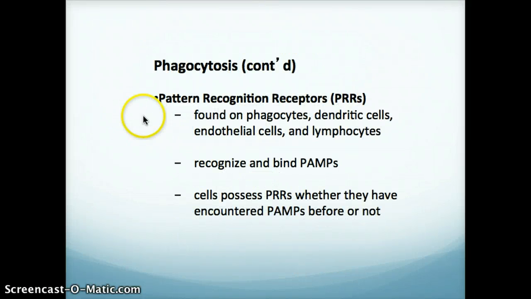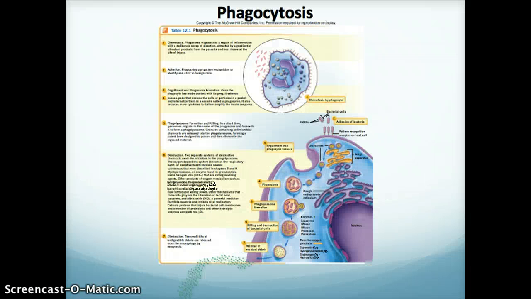And how they look for that is that they have what are called pattern recognition receptors on these phagocytes and other immune cells. And these PRRs, or pattern recognition receptors, recognize and bind those PAMPs, so they're specific for them. They'll actually recognize and bind them. So cells that possess these pattern recognition receptors will recognize these PAMPs whether or not they've encountered them before, because they're specific for that actual structure. So that's actually how these immune cells will recognize and attach to the cells. And after that, what we get is phagocytosis.